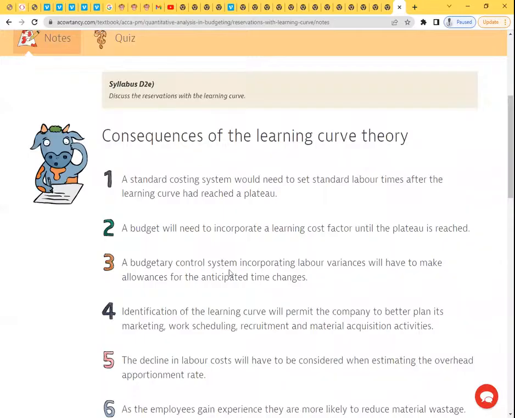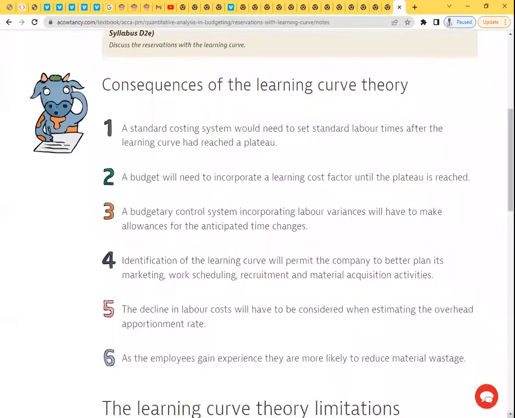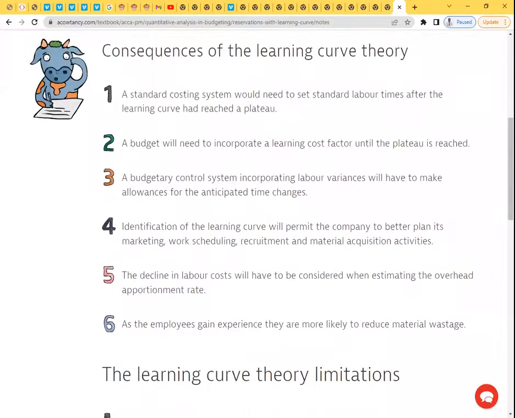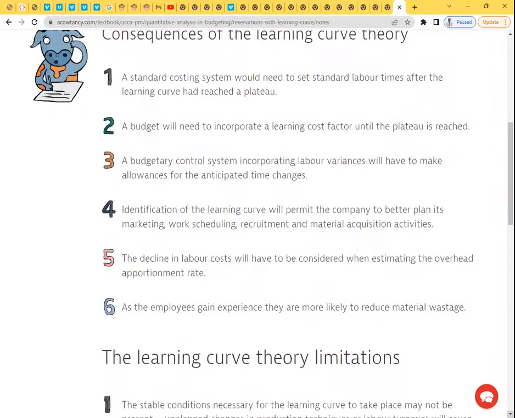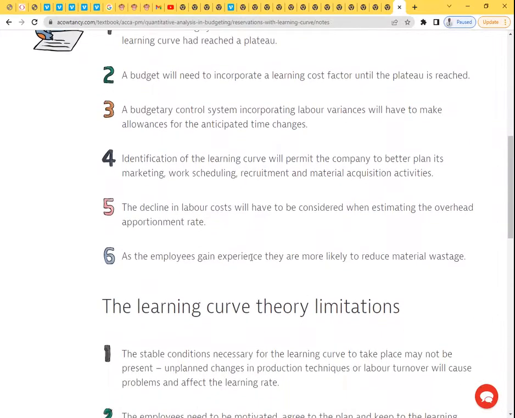A budgetary control system incorporating labor variances, and this is now where I'm going to. Incorporating labor variances will have to make allowances for the anticipated time changes. Number 4, identification of the learning curve will permit the company to better plan its marketing, work scheduling, recruitment, and material acquisition activities. The decline in labor costs will have to be considered when estimating the overhead apportionment rate. Ladies and gentlemen, listen to me very well. As the employees gain experience, they are more likely to reduce material wastage.